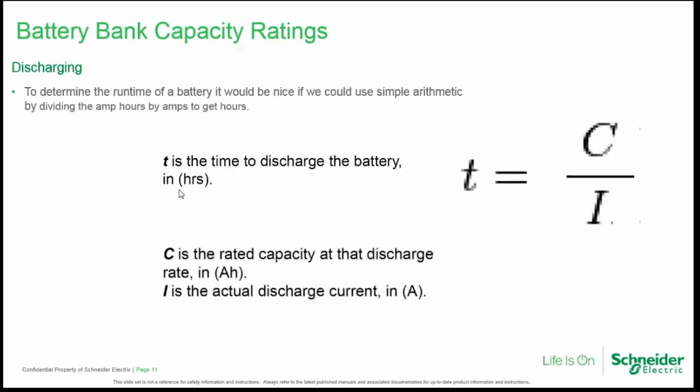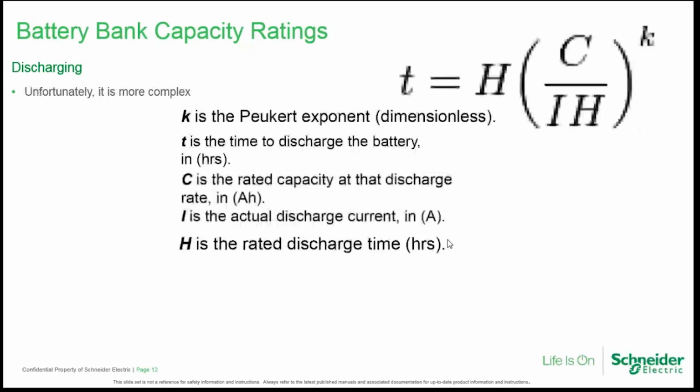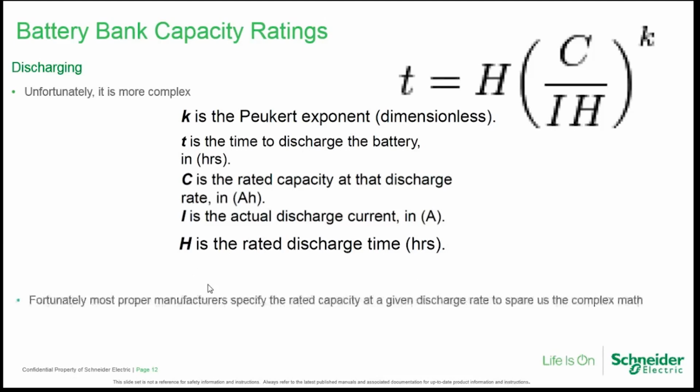So it'd be really nice if we could figure out how long the battery will last by just taking the amp hours and dividing by the amps. So if I had a 100 amp hour battery and drew 100 amps out of it, it should last for 1 hour, right? But no, unfortunately, that's just not how it works. It gets more complicated, lots of funny math here. Basically, it says that the more current you draw out of the battery relative to the size of the battery, the more the battery is going to shrink.